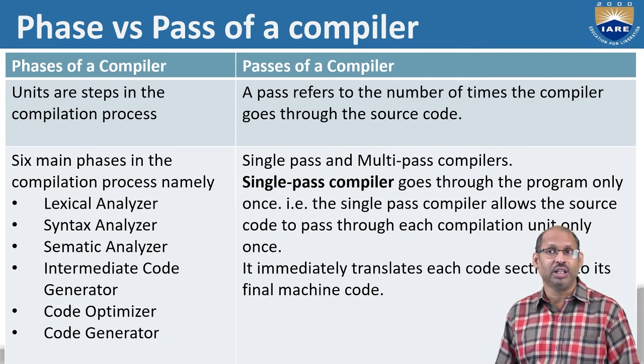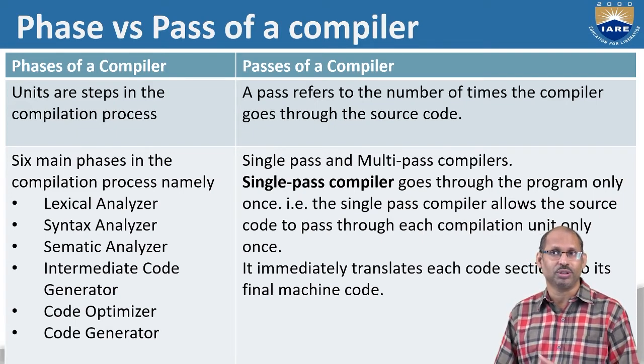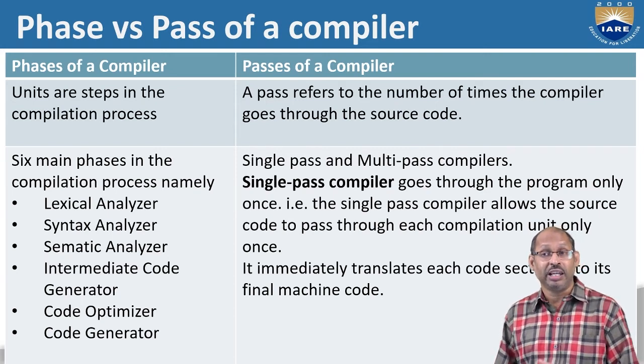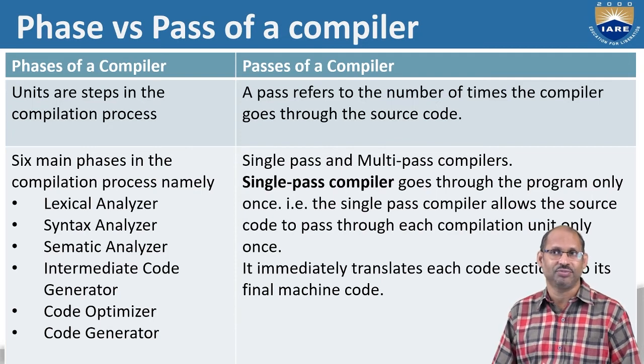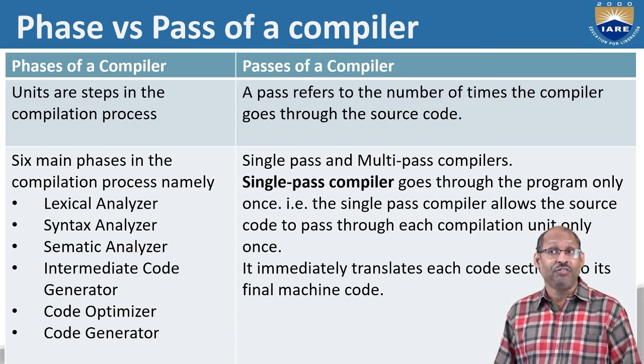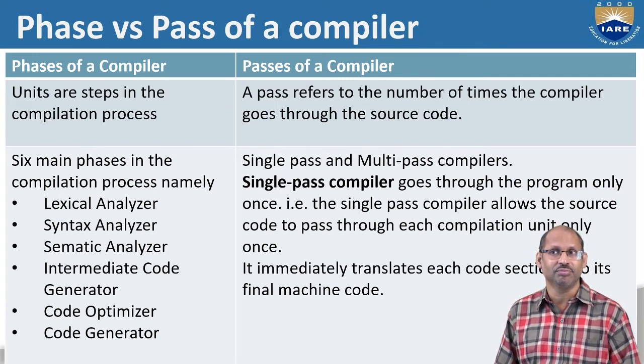But when it comes to Java, you can declare the variables anywhere in the source program. Here you can apply a limited optimizing method in a single pass. If you use multi-pass, you can use multiple optimizing methods. But if you use a multi-pass compiler, it takes more time for the compilation. If you use a single pass, compilation is faster.